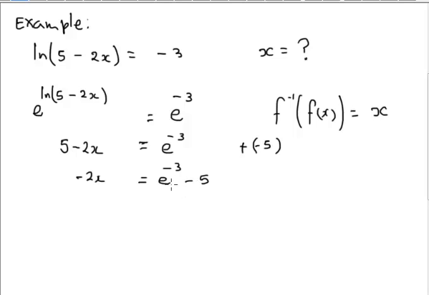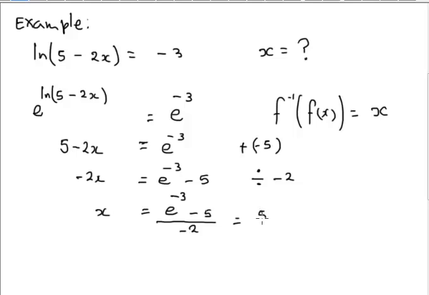Okay. So now what do we do next? We need to divide both sides by minus 2. Reason? Because we've got multiplication nearby, minus 2, and multiplication is the inverse operation of division. So we introduce division, you get x equals e to the power minus 3 minus 5, over minus 2.